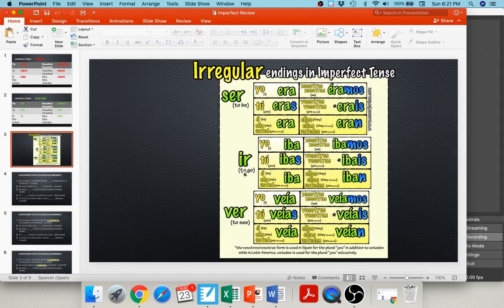For ir, in the imperfect, we have iba, ibas, iba, íbamos, ibais, and iban. And for ver, we have veía, veías, veía, veíamos, veíais, and veían. Honestly, you can tell that ver isn't really that irregular. Instead of taking off the ER and adding ía, ías, ía, íamos, íais, and ían, we've just really taken off the R and then added our regular ending. So it's not that strange. If you can remember era and iba, you're going to be in good shape.